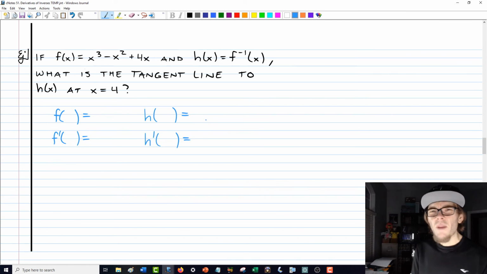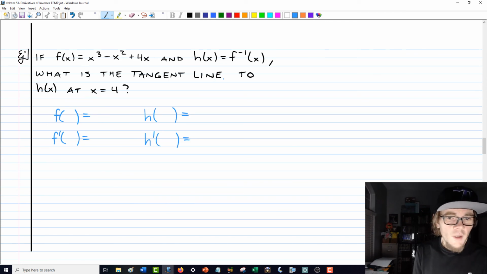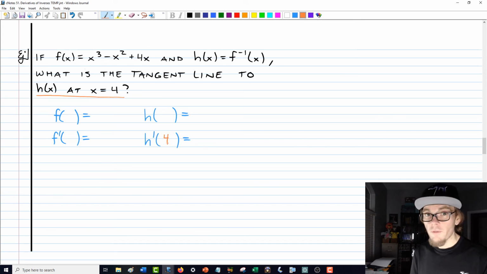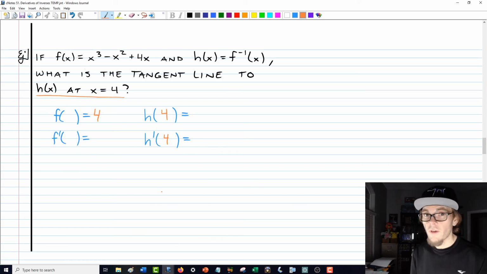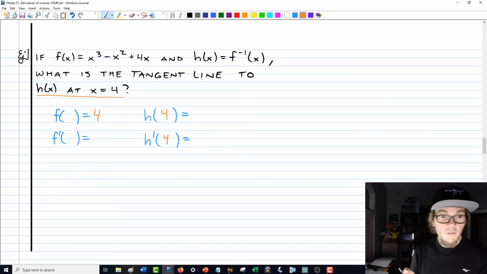So as far as information we know, it asks us what is the tangent line to h of x at x equals 4. That means what we ultimately want to find is h prime of 4. And that means the point of interest for us will be on the inverse when x equals 4. And because of the relationship between inverses, we know that we're interested in when the y value is 4 on the original function. So we need to figure out when the original function is equal to 4 so that we can unravel all of this. We need the x value for the original so we can find its slope, etc., etc.